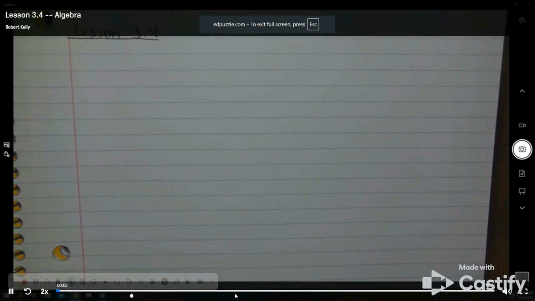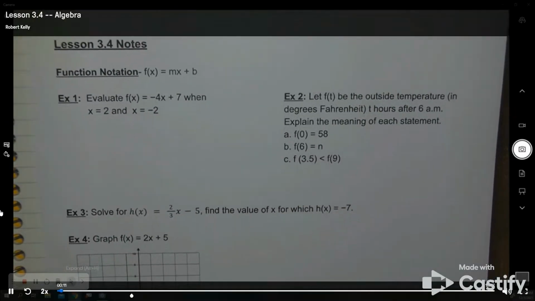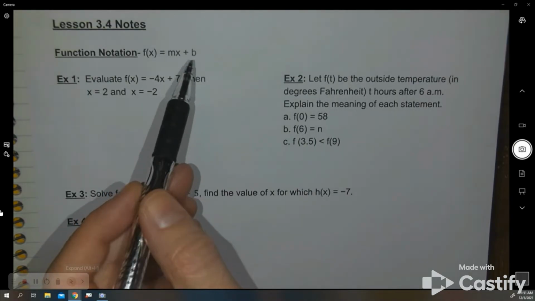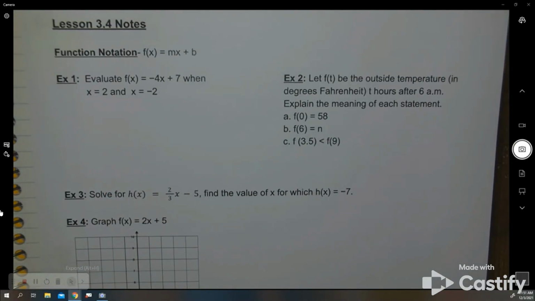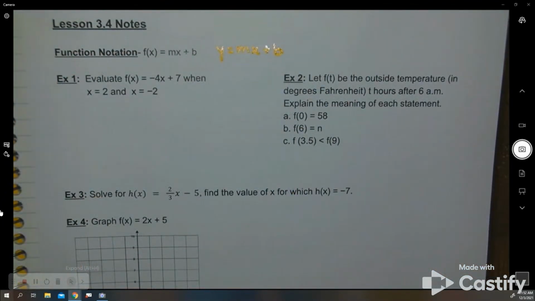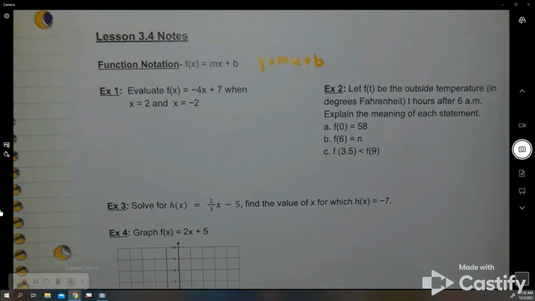This is lesson 3.4. In lesson 3.4, we're going to be talking about function notation. Function notation is like we've been working with through most of this chapter, where you say things like f of x. In this one, we have f of x equals mx plus b. It really means exactly the same thing as when we had seen previously y equals mx plus b. They just replace y with that function notation, that f of x.